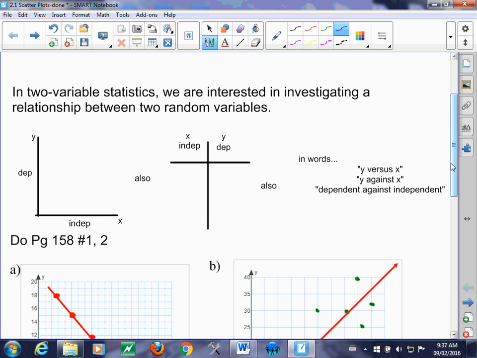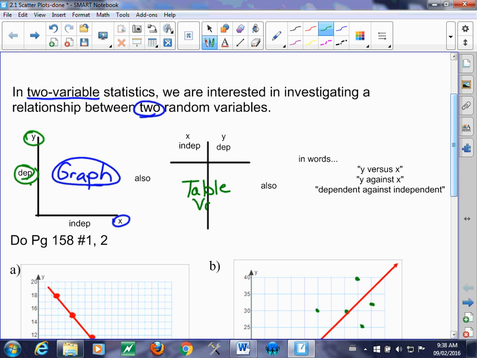Now we're in two variable stats, so don't forget that. We're investigating a relationship between two random variables. You can see this in many ways. First, I could give you a graph, where the independent variable is the x-axis and the dependent variable is the y-axis. Again, in Unit 1, instead of a dependent variable here, we just have frequency. So that changes things. You can also see it in a table of values.